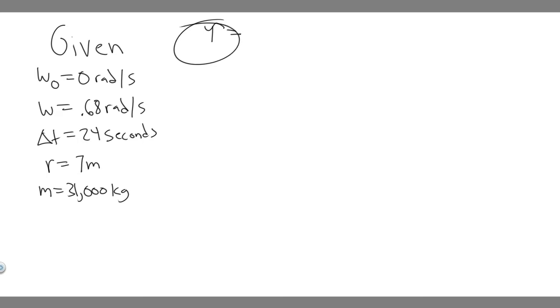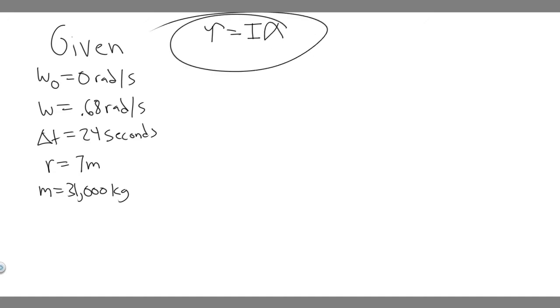In order to solve for torque, you need to know this formula: torque equals inertia multiplied by angular acceleration, or alpha. This is the formula you use to solve. The reason we use this one is because notice how we're given radius and mass, so with those we can calculate the inertia. And in order to calculate angular acceleration, we have a time interval and the initial and final angular velocity, so we can calculate angular acceleration.